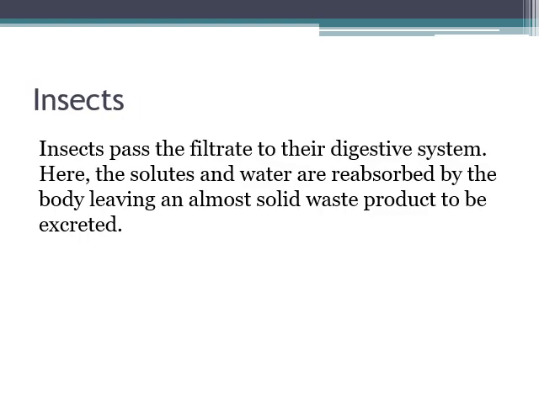Insects, they're going to pass filtrate into their digestive system. So now we're talking about that colon and everything. Here the solutes and the water are reabsorbed. So you push your waste into a tube, and you're going to reabsorb the water through active transport. That means that what leaves an insect is very, very solid. So they've got an extremely efficient system for pulling water back into the organism. They conserve water a lot.